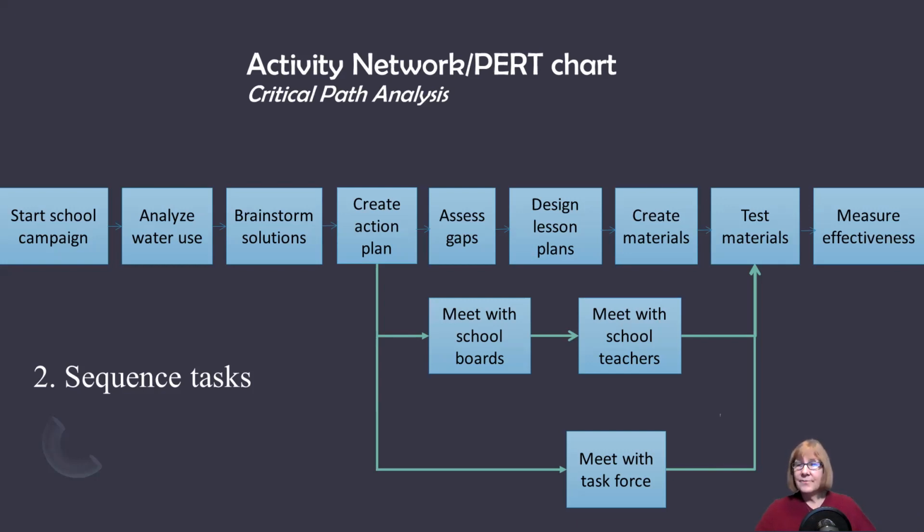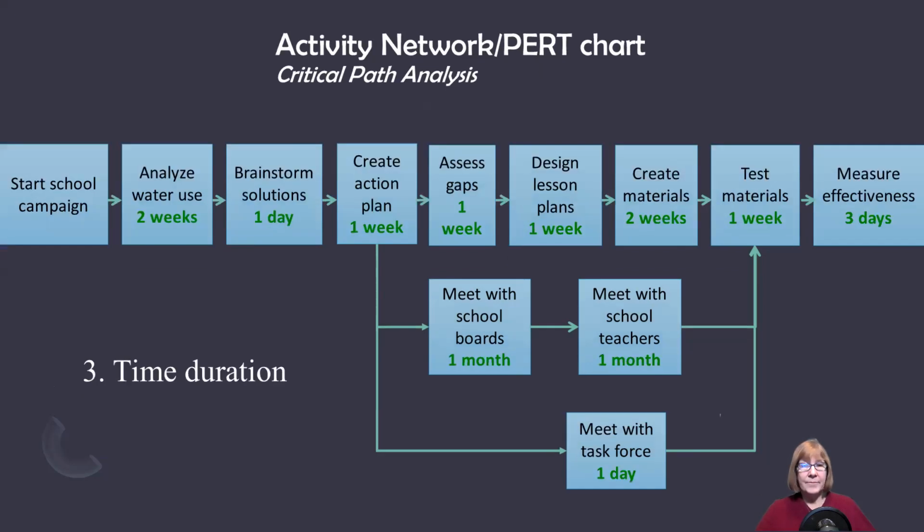So they had this first list of tasks that were developing the materials. Then they had to get the approval for the tasks. So they had to meet with the school boards and the teachers. They had to do all that before they could test out the materials. And then they needed to meet with the task force. So that's the first step, is to identify those things that can happen simultaneously.